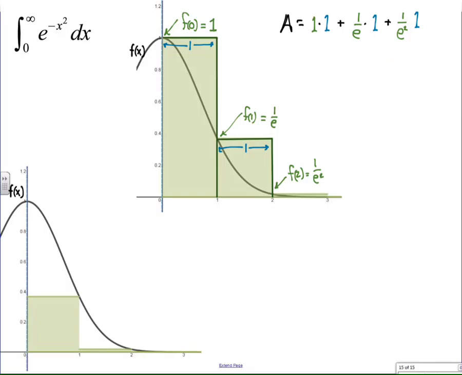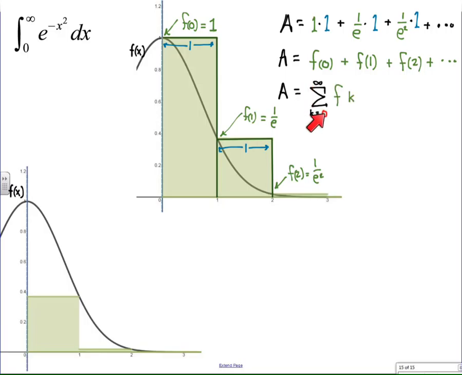And if we're going to generalize this, recognize that 1 was the result of f of 0, and 1 over e was the result of f of 1, and f of 2, and so forth. And so really, to estimate the area that is going to overestimate the area of this integral, we're just going to take the sum as k goes from 0 to infinity of f of k. That's what we call the upper sum. Now understand, of course, we're starting from 0 because when we start with f of 0, we go up to the graph, and then we go over 1 to draw our rectangle. That's what gives us our overestimate.